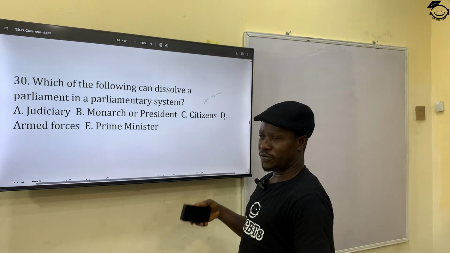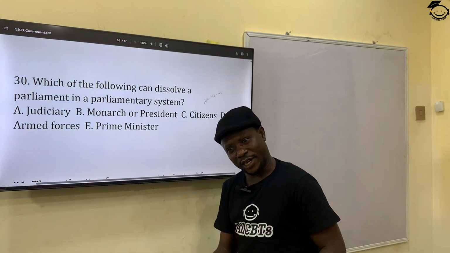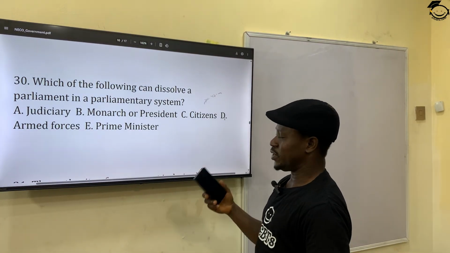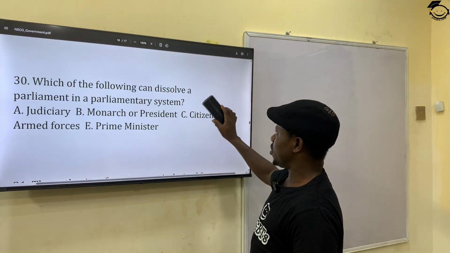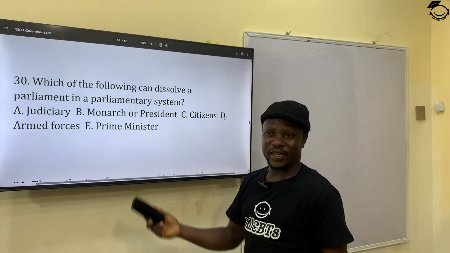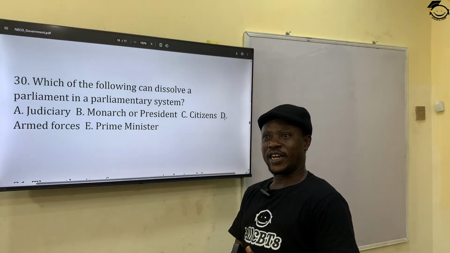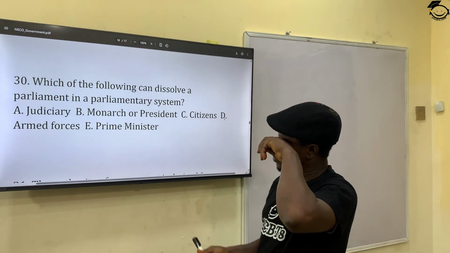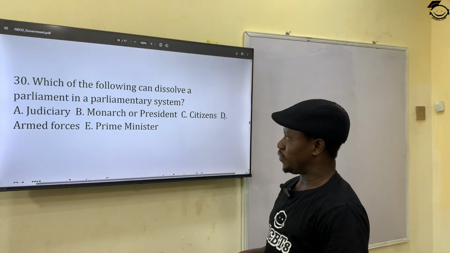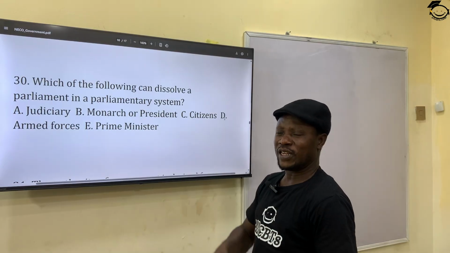And once the house is dissolved, there will be a new general election to recompose the house. That is different from the end of a session. The end of a session is just like they are done for this particular legislative year, and they have gone for vacation to resume the next legislative year. But the one we are talking about here is dissolution. So who can dissolve a parliamentary system, which will lead to what?